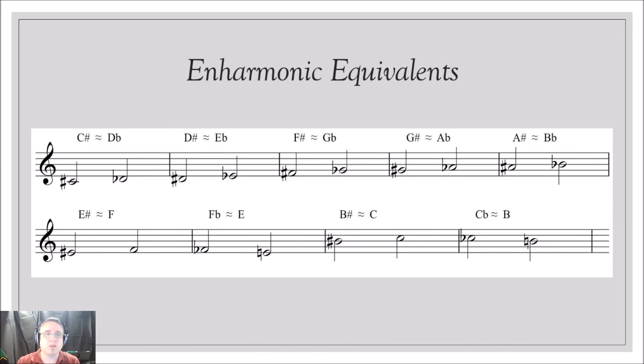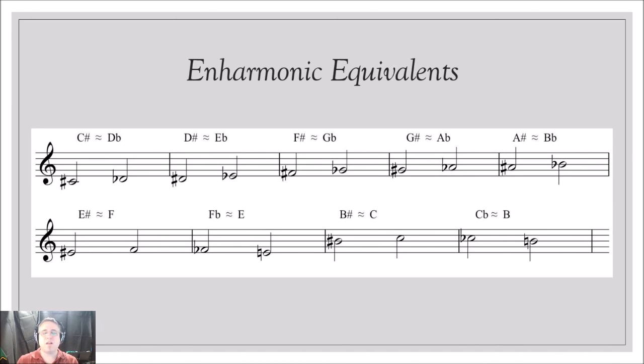However, if we were talking about B flat minor, we would then use D flat, because the D flat is the minor third. If we use C sharp, that would look like an augmented second, which just doesn't jive when we're trying to read music.